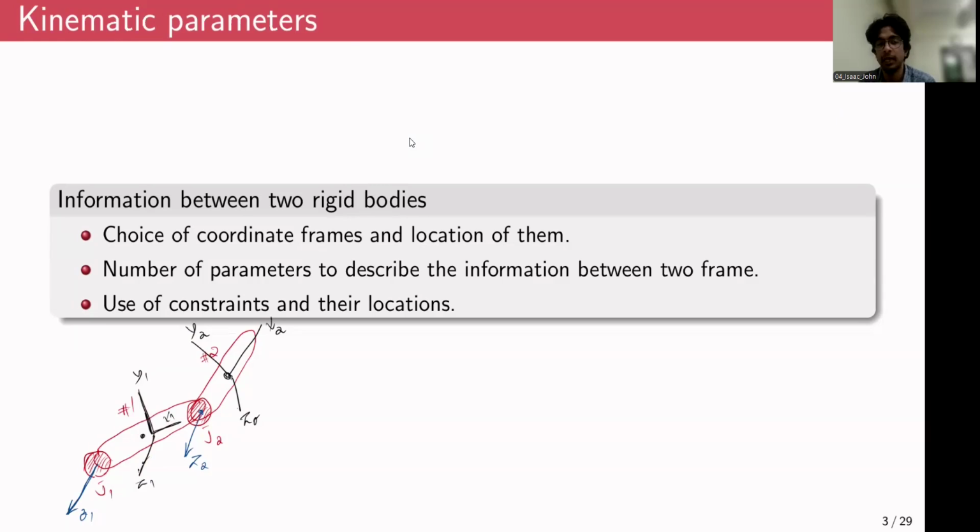And for that, we will have to see there are some conventions on how we can attach a frame of reference on each of these links. So we'll come to that, but let's look at what these points essentially say. So it says something about information between two rigid bodies. By information, I mean the information regarding position and orientation.